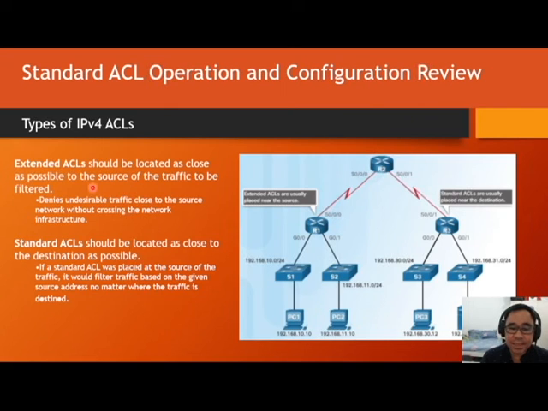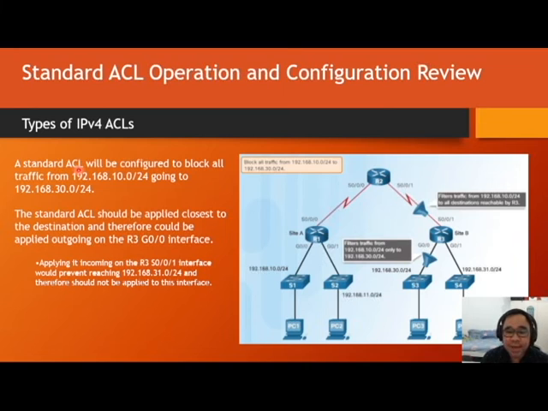Okay. So extended ACLs should be located as close as possible to the source of the traffic to be filtered. You see from the diagram, extended ACLs are usually placed near the source, and standard ACLs are usually placed near the destination. Okay, a standard ACL will be configured to block all traffic from 192.168.10.0/24. The standard ACL should be applied close to the destination, therefore it could be applied outbound on the R3 router G0/0 interface.